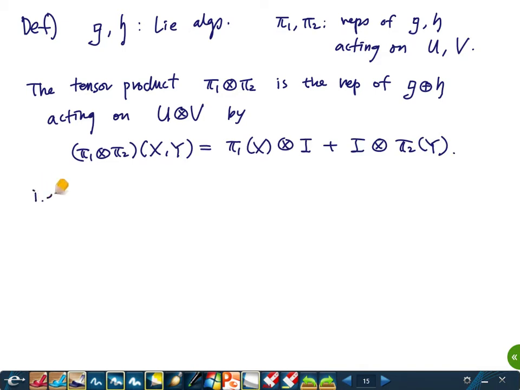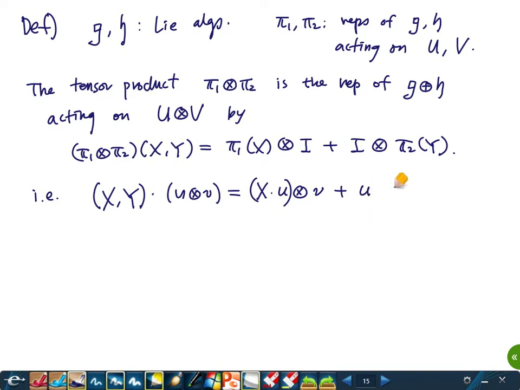So in terms of action, how does x comma y act on, say, a single tensor u tensor v? The first component acts on the first component here, u, and the second component is identity, so it's v. So let's put parentheses, and then u tensor v with y acting on it. So it acts like that. The action is like that.